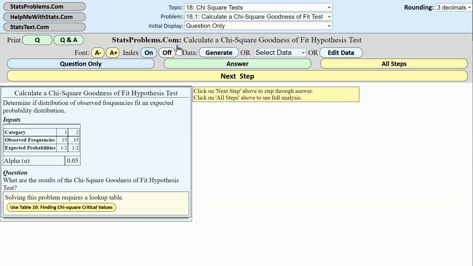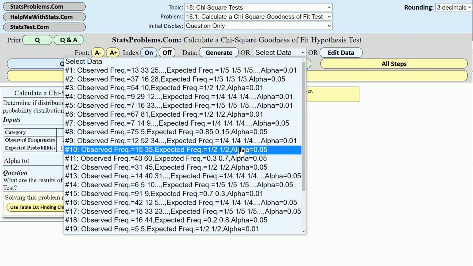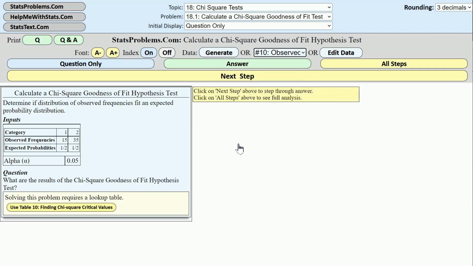Statsproblems.com was used to create this tutorial, which can help us calculate a chi-square goodness of fit hypothesis test. Let's begin by selecting one of the 25 example problems. The question appears in the blue box. Determine if distribution of observed frequencies fit an expected probability distribution.